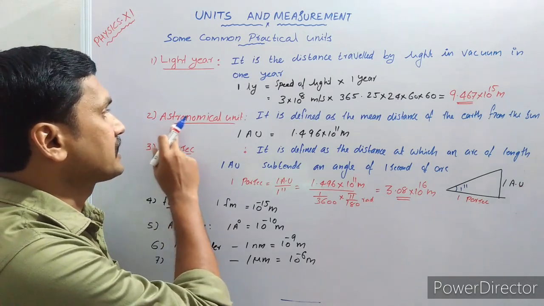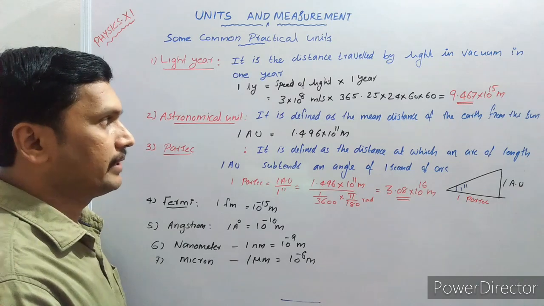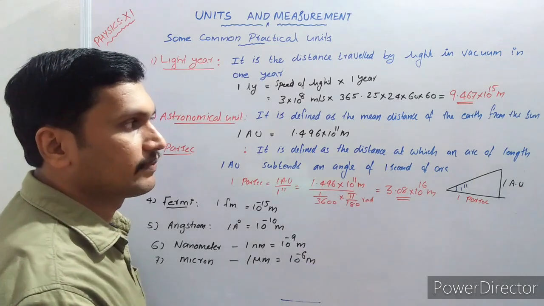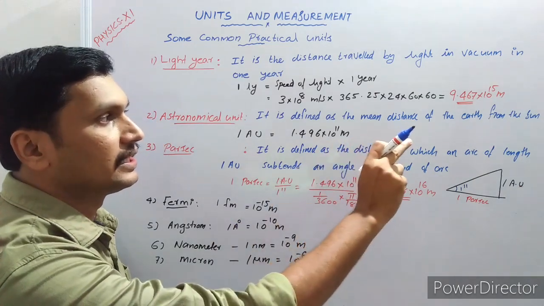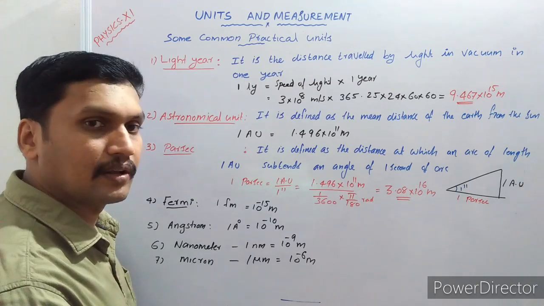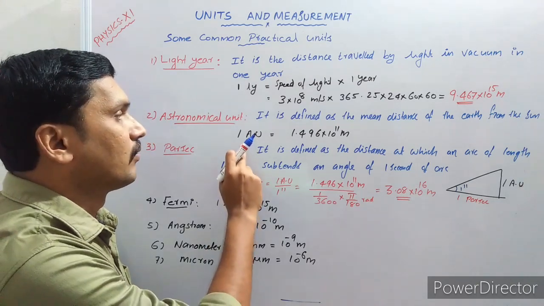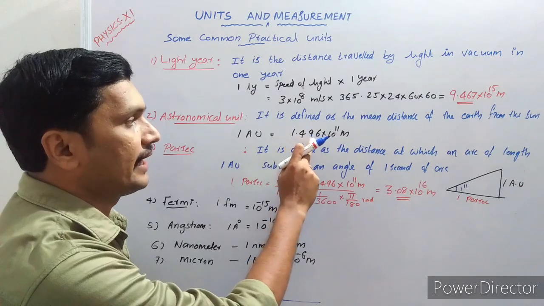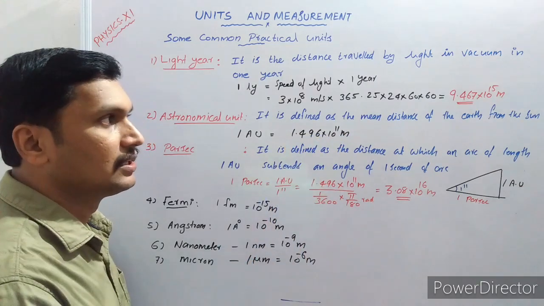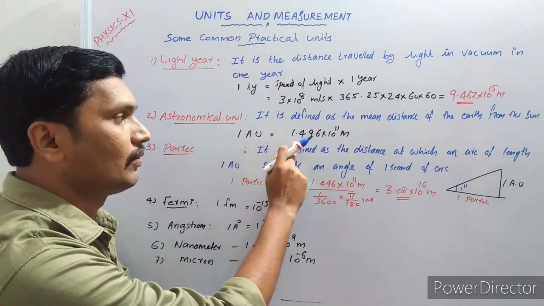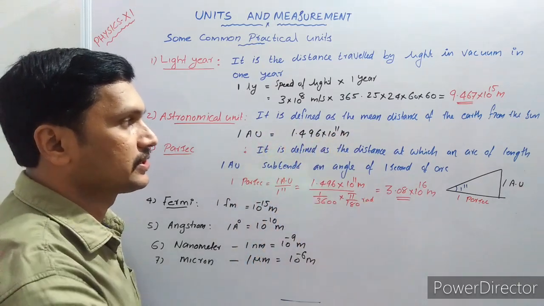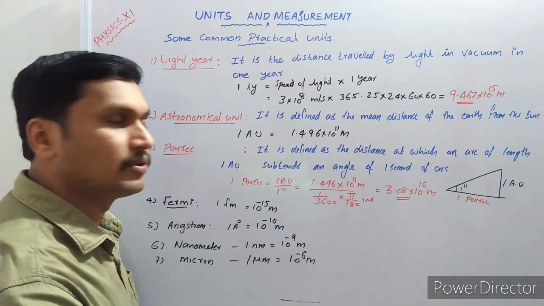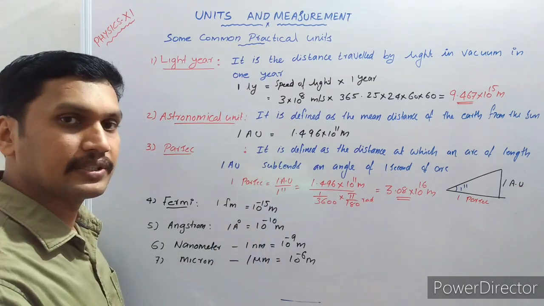Now another unit, the astronomical unit. It is defined as the mean distance of the earth from the sun. The mean distance of the earth from the sun is known as an astronomical unit. And 1 astronomical unit is numerically equal to 1.496 into 10 raised to 11 meter. Usually, the distance to the stars or to heavenly bodies is measured in astronomical units.